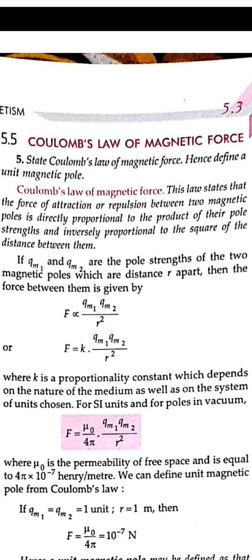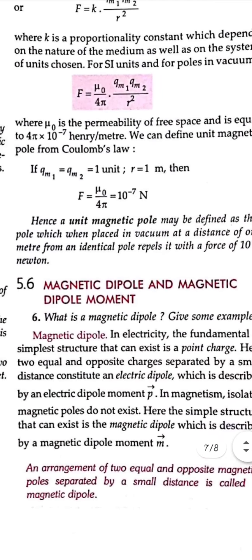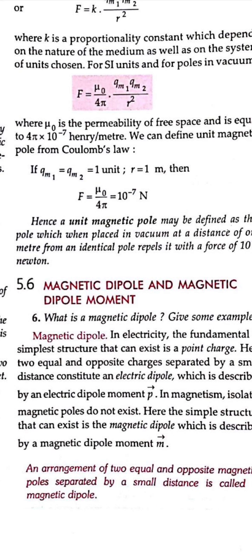Now the magnetic dipole and the dipole moment. A dipole means two equal and opposite charges, right? In the electrostatics chapter, or maybe in the electric field chapter, you may have seen the two charges in a dipole. If one is q, then the other is minus q. If these two different charges are kept at some distance between them, then they are said to form a dipole.